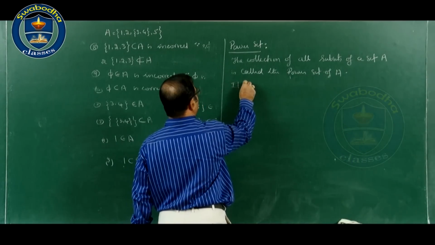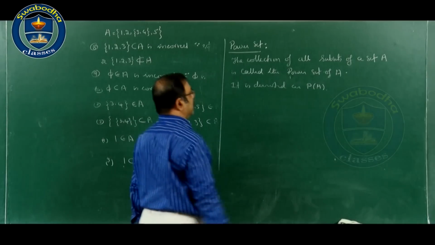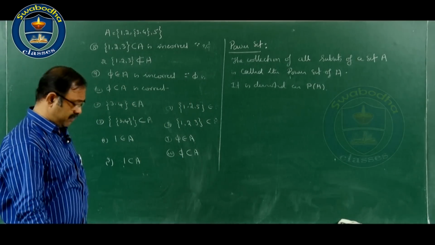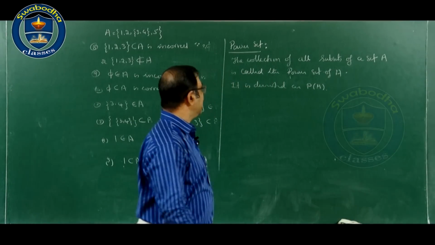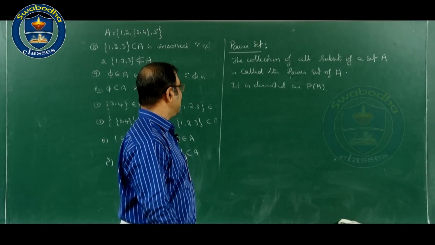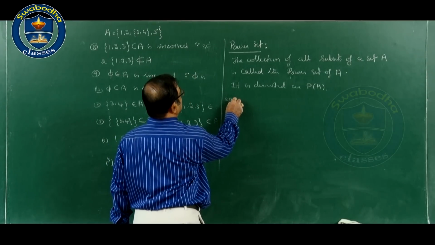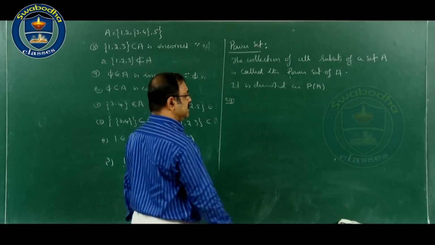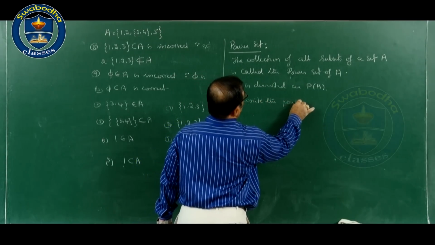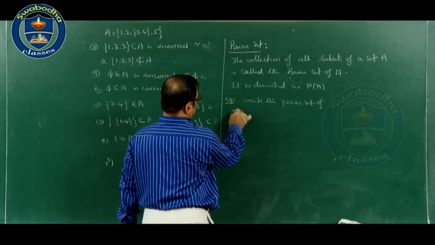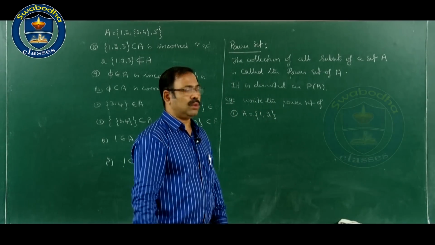It is denoted as P of A. So the collection of all subsets of a set A is called the power set of A. It is denoted as P of A. Now, let us write examples. Write the power set of A = {1, 2}.